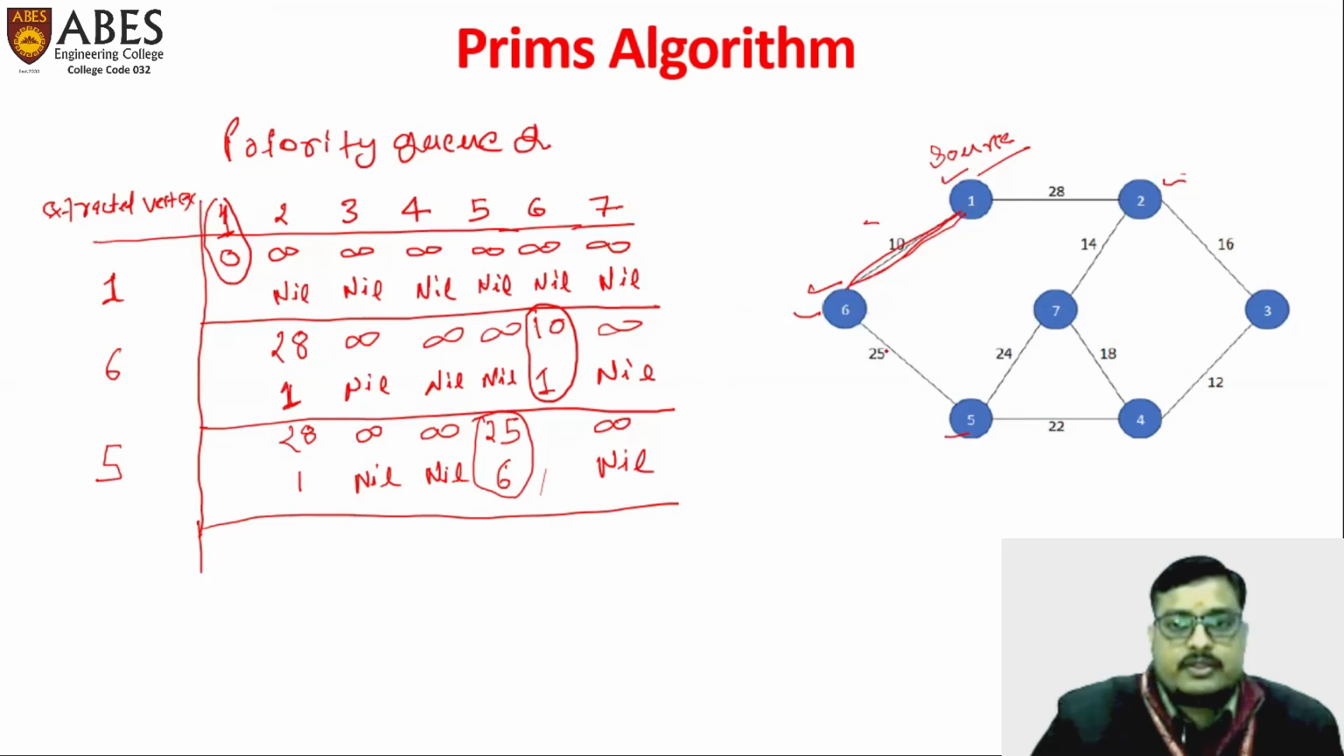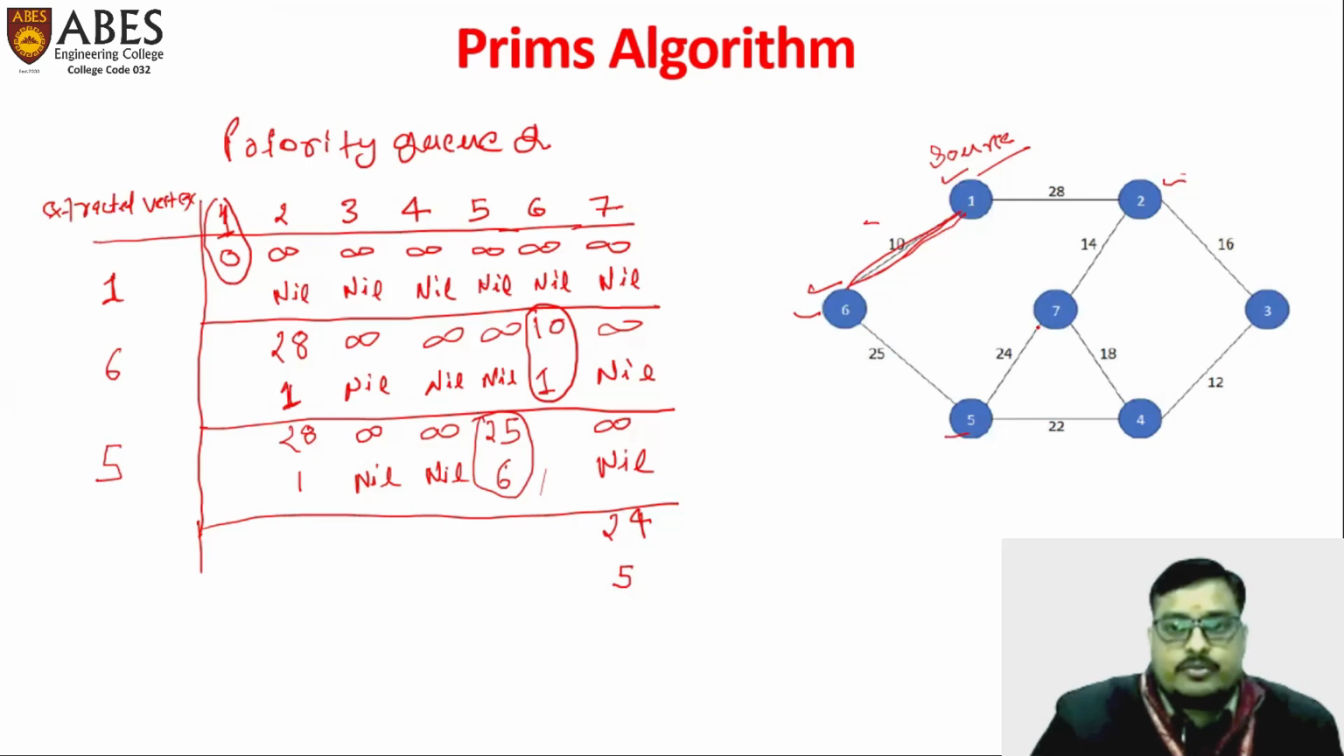5. So we can see here adjacent vertices are 6, 7, and 4. But 6 is already extracted. So we'll only consider the vertex that is present in priority queue. So we'll compute the cost of 7 and 4. So cost of vertex 7 is 24. So we'll write 24 and put source as 5 because we are computing the cost from 5.